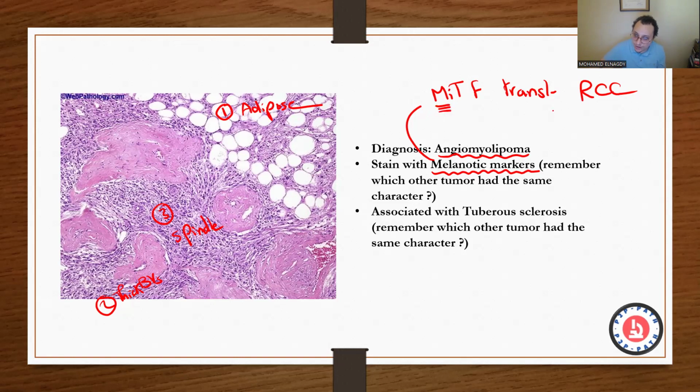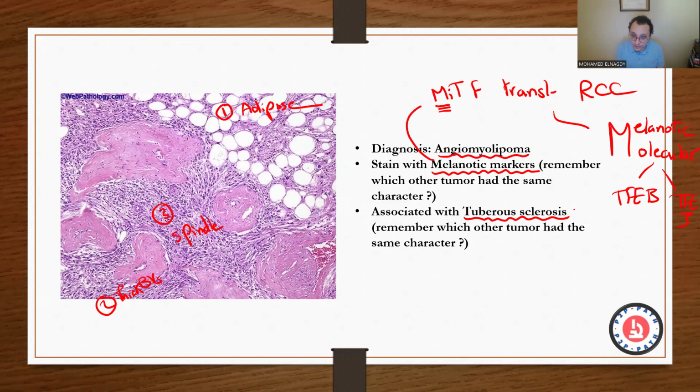You remember when we see a feature suggestive of MITF, we used to do two things with the M, which is melanotic markers and molecular, right? Molecular. We look at TFEB and TFE3, if you remember. And each one of them had its specific features, all right? So melanotic marker was also positive in MITF translocation RCC. And the second important fact in angiomyolipoma is that it's associated with tuberous sclerosis.